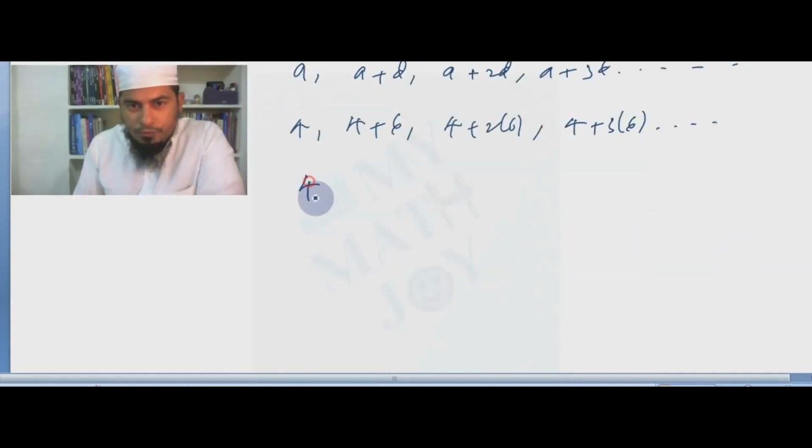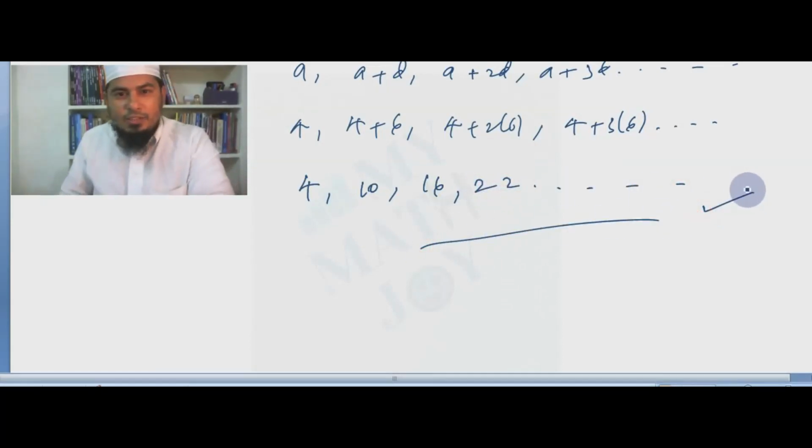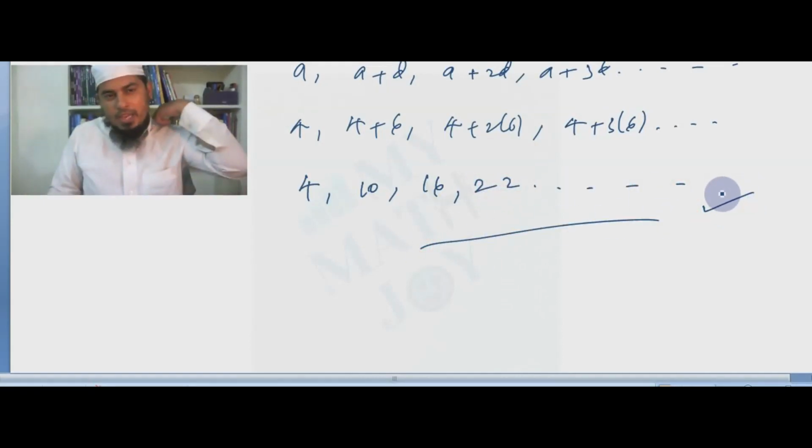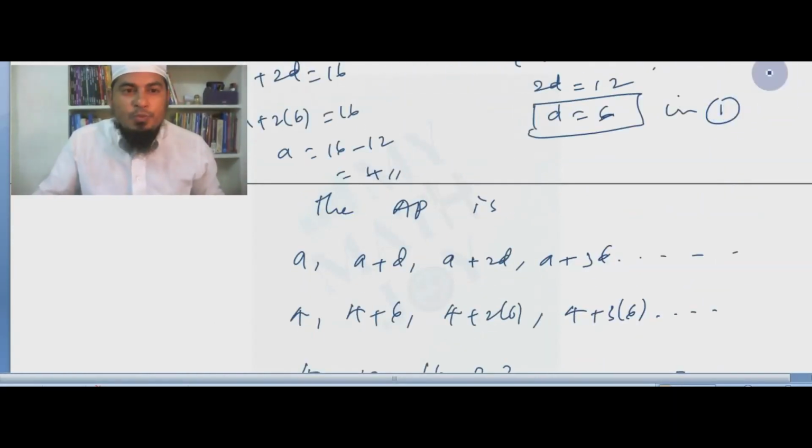So now 4, 10, 6 times 2 is 12 plus 4 is 16, 18 plus 4 is 22, and so on. Yes, hence we got an AP. He asked us to find the AP for these particular conditions. We got it. So let's move on to the next question of the exercise.